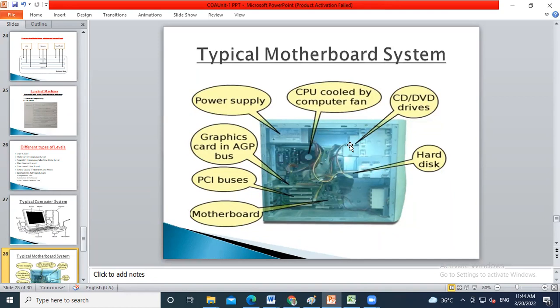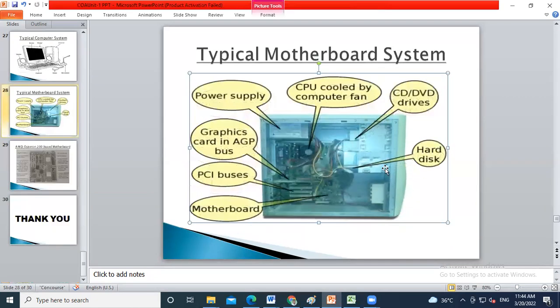And this portion we have to use for CD or DVD drives. This is the front face. Again, we have one more memory, that is the hard disk. So this is the main part of the CPU computer. Inside the computer, this is the main part of the CPU.